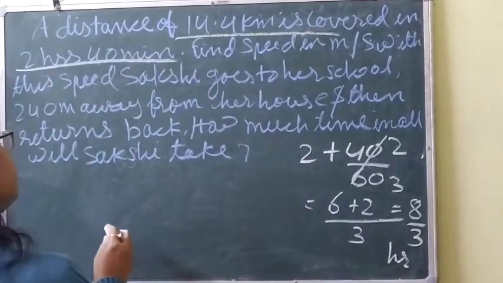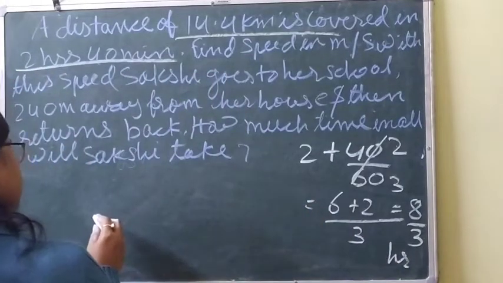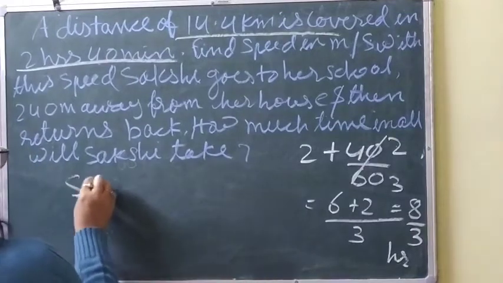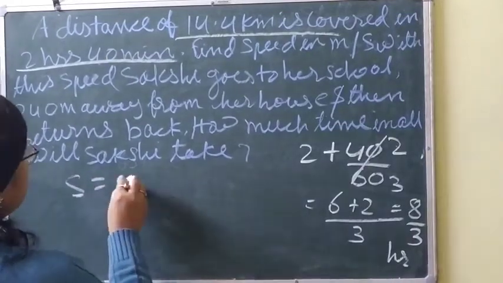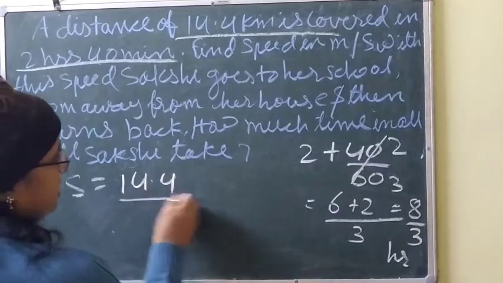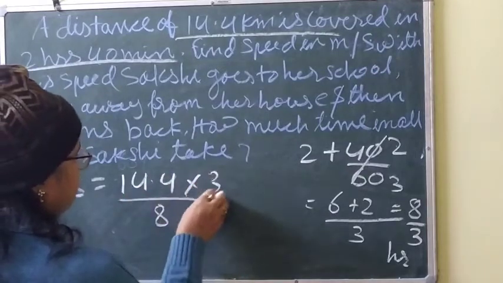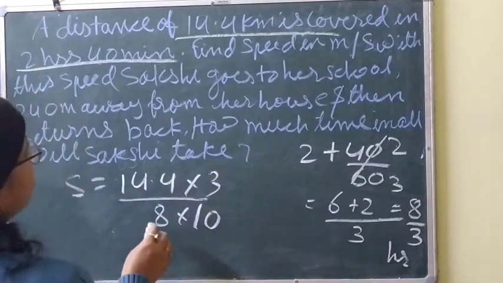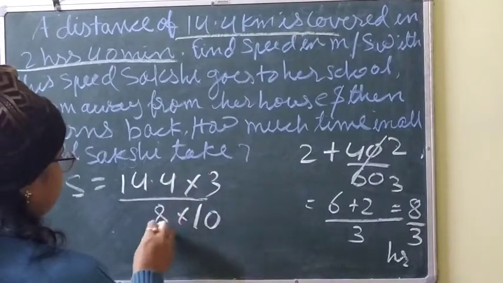So first we find out the speed. Speed is equal to distance by time. Distance is 14.4 and time is 8 by 3. Then 3 here. Clear? So now cancel.